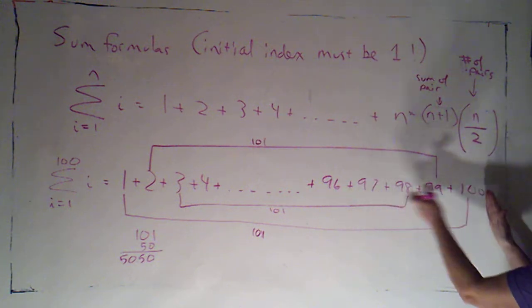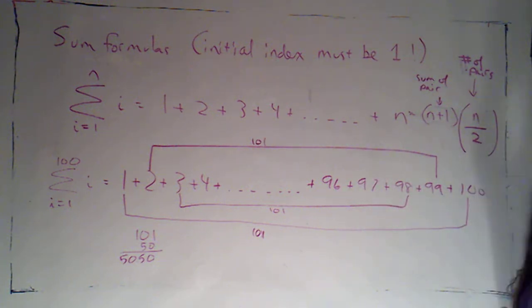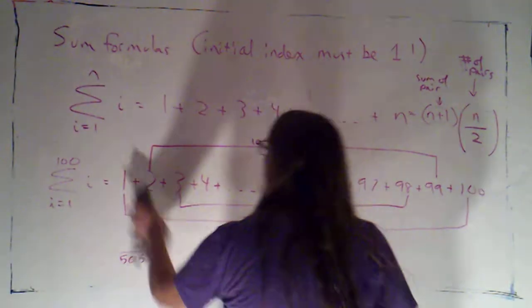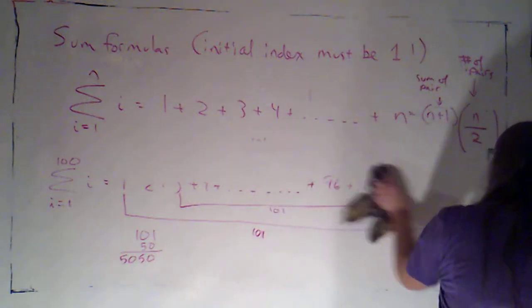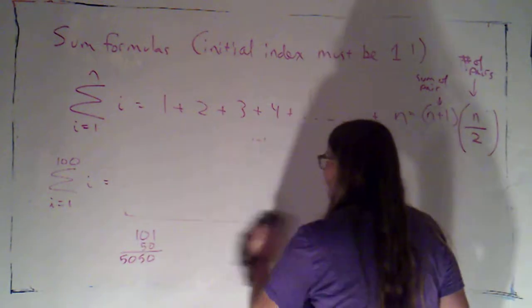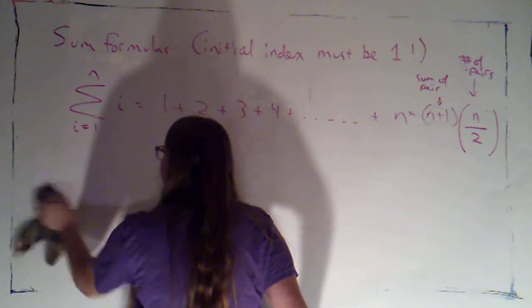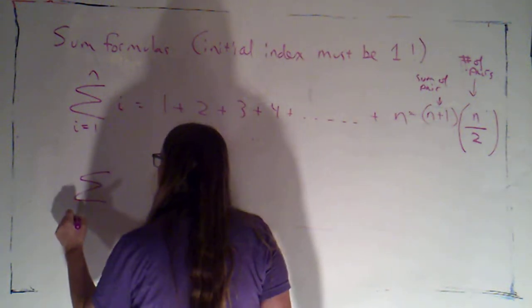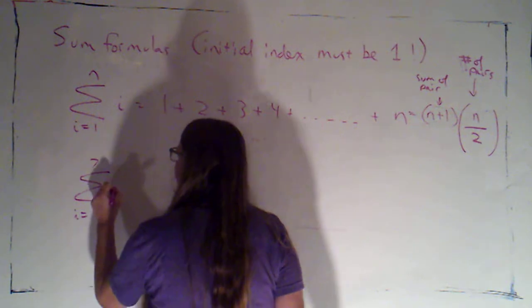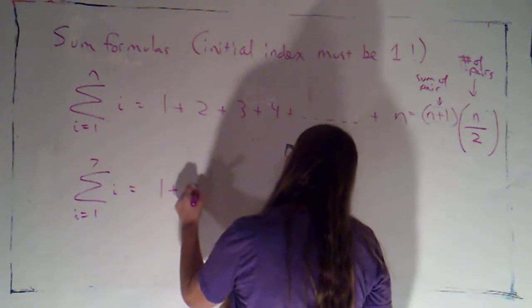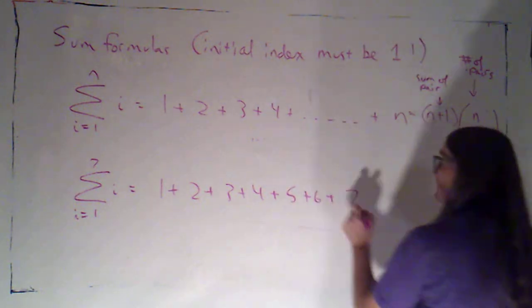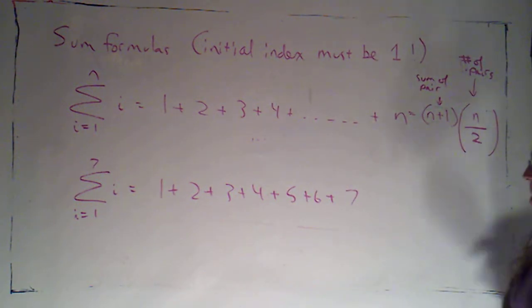Now, in this example that we did, we had an even number, so we got an even number of pairs as well. If I have an odd number of terms, does this still work? And the answer is yes. Let's just take a look at the sum as i goes from 1 to 7 of i. So that would be 1 plus 2 plus 3 plus 4 plus 5 plus 6 plus 7. Odd number of terms. Okay.